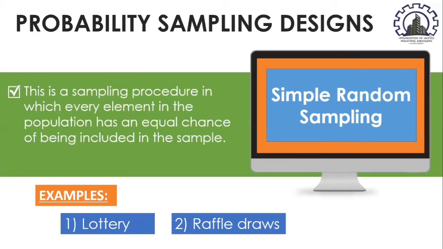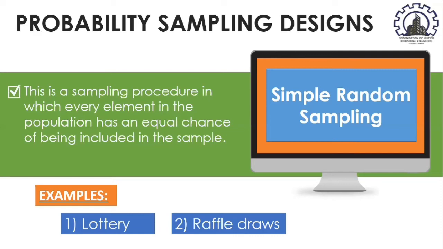Why are lottery and raffle draws examples of simple random sampling? It is because in lottery and raffle draws, everyone has an equal chance to be selected. Every number, every person has a non-zero chance to be selected. So that is the idea about simple random sampling.